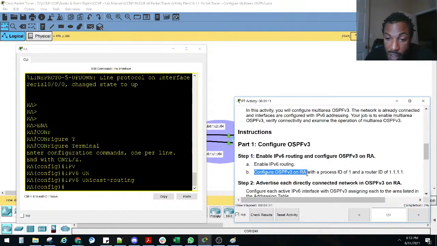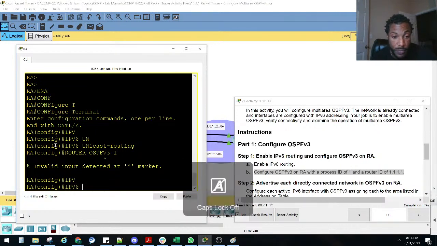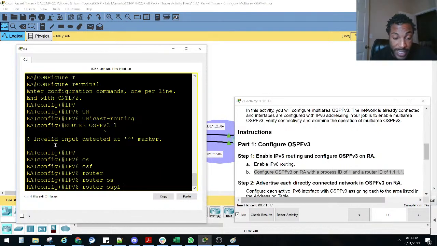Task B says configure OSPF version 3 on router A with a process ID of 1 and a router ID of 1.1.1.1. Remember last time I did ospfv3 and then the process ID of 1. It worked, but that is another way of turning on OSPF version 3, and it works differently. I've yet to find out what the difference is. What we need to do is ipv6 router ospf and then a process ID, which is 1.